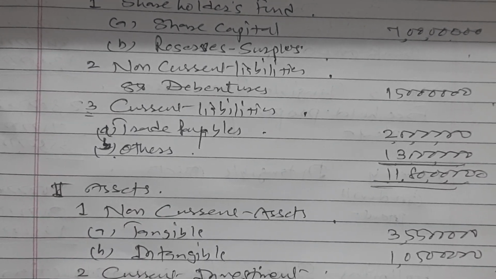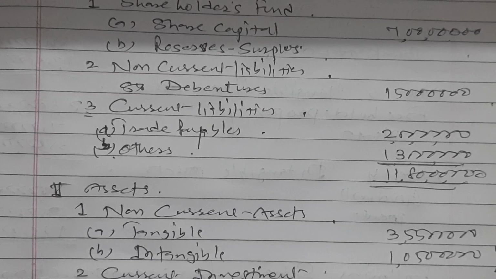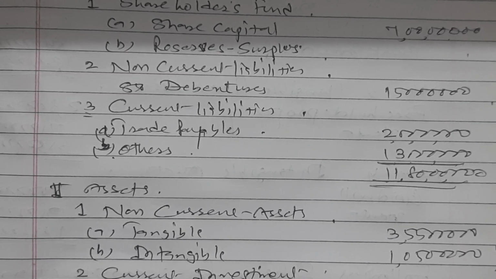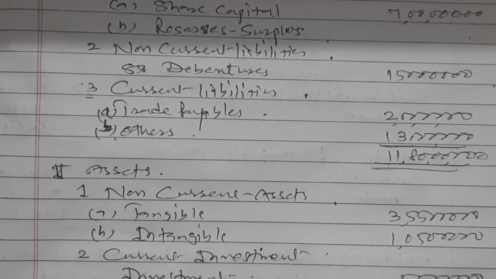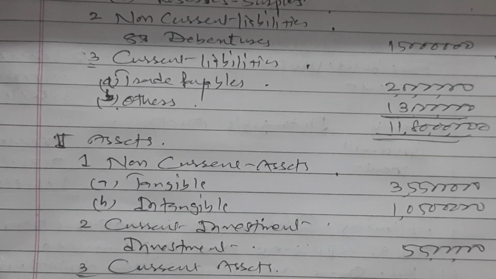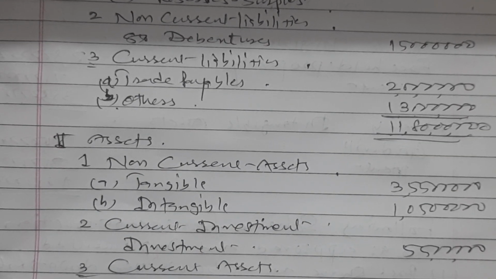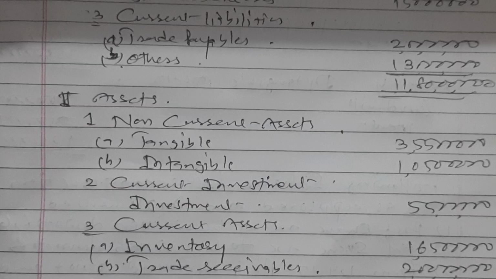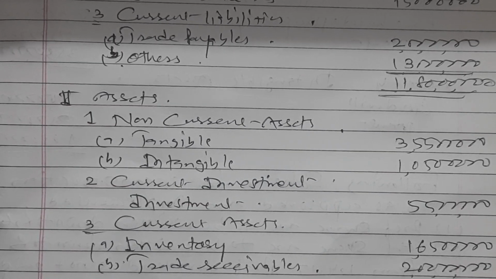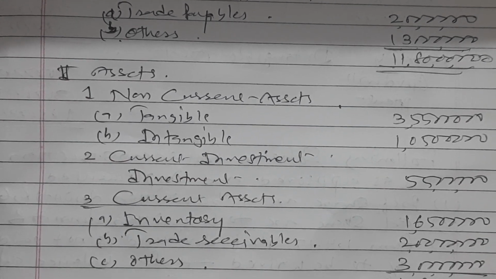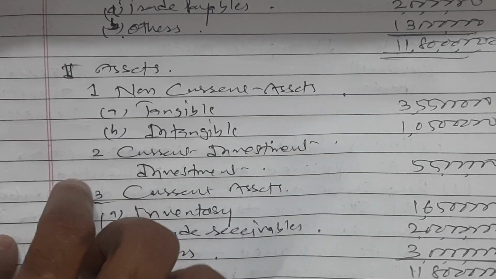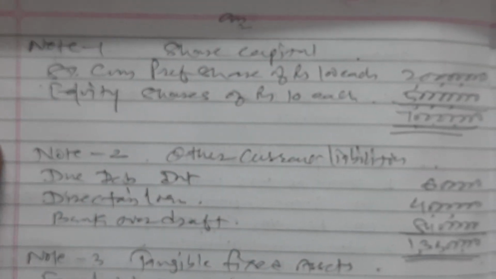Under the heading of assets and non-current assets, tangible 3 crore 55 lakh, intangible 1 crore 5 lakh. Under current investment are 55 lakh. Under current assets, inventory 1 crore 65 lakh, trade receivable 2 crore, and others 3 crore. Now, notes have been prepared.